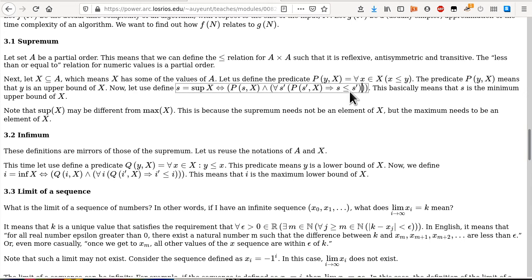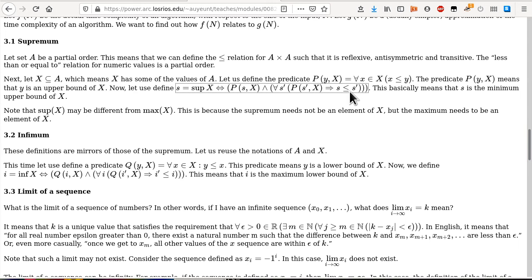So let's pause a little bit here, and in case anyone has any questions, this is also a good time to ask. Let me just rephrase what I just said. s is called a supremum of a set X if and only if it is the smallest possible upper bound of set X. Are there any questions about what s is?